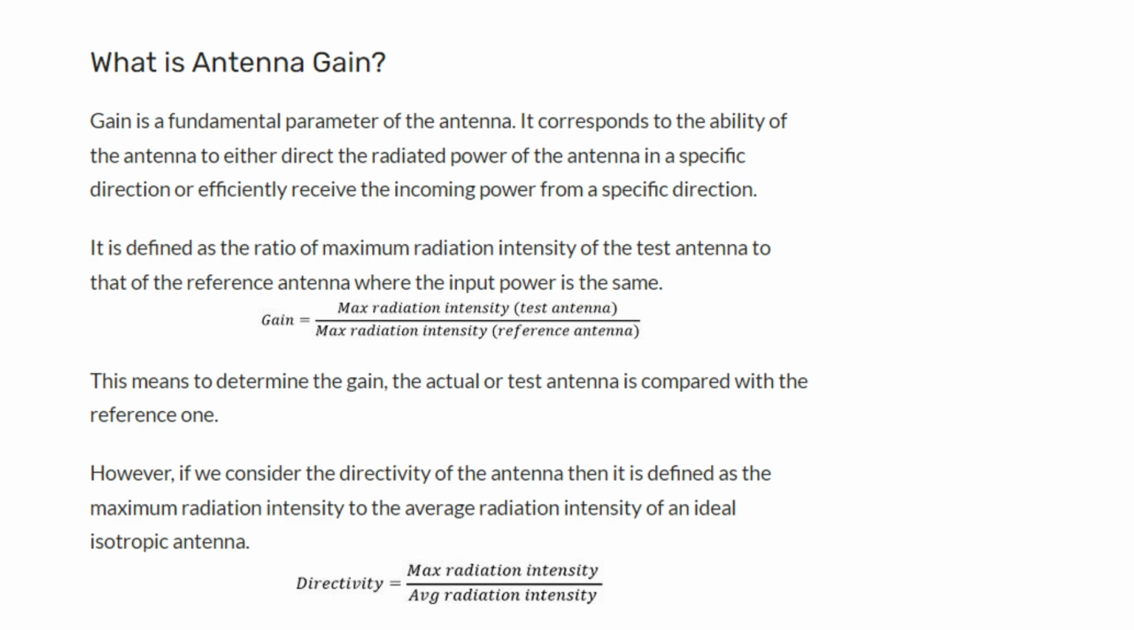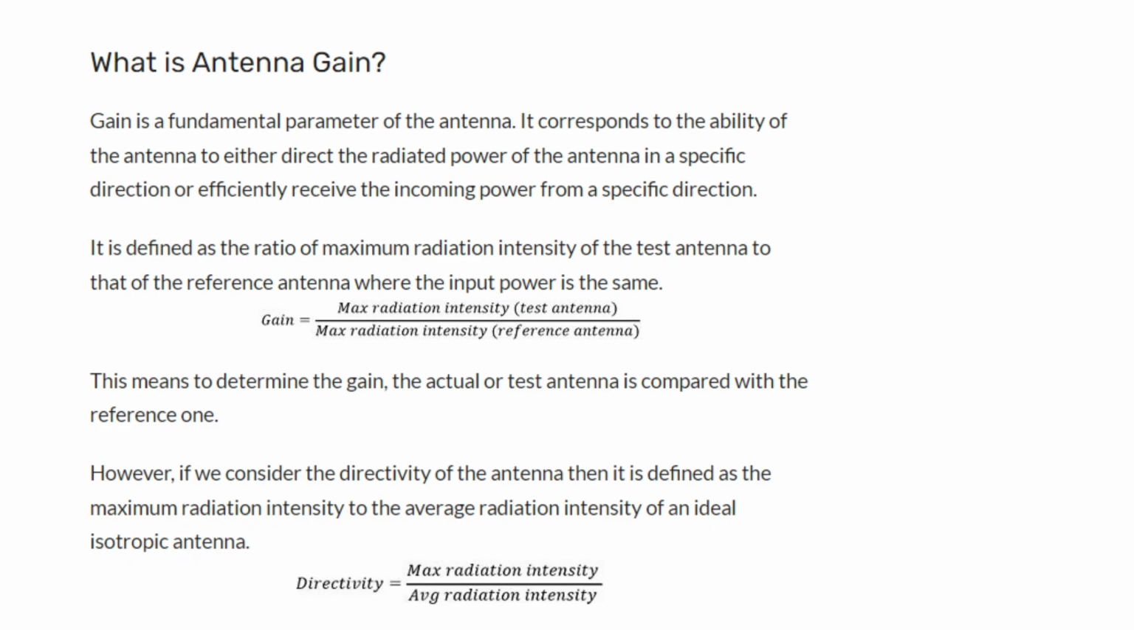So gain is equal to maximum radiation intensity divided by maximum radiation intensity. The numerator is the maximum radiation intensity of the test antenna and the denominator is the maximum radiation intensity of the reference antenna. This means that to determine the gain, the actual or test antenna is compared with the reference one.